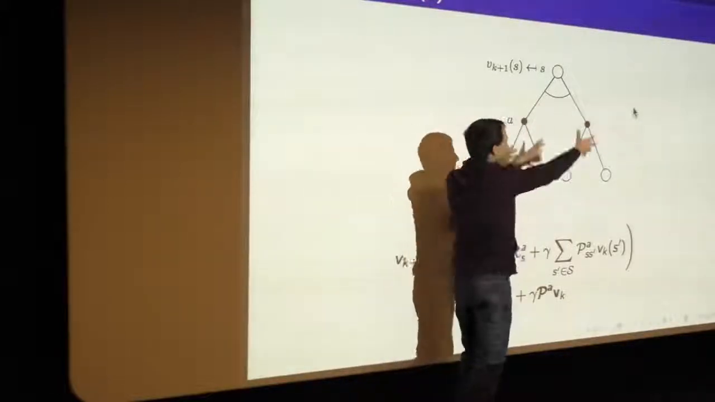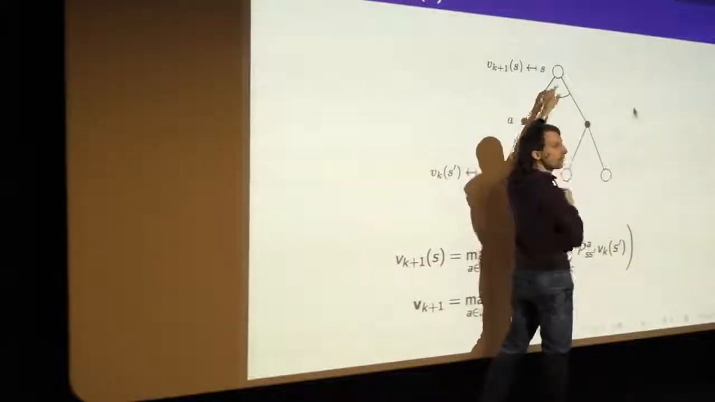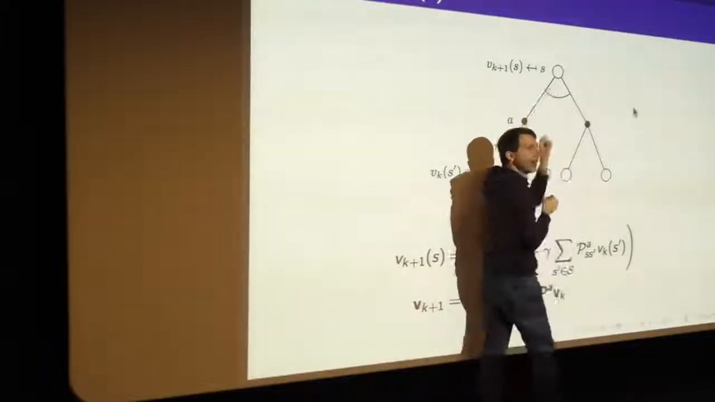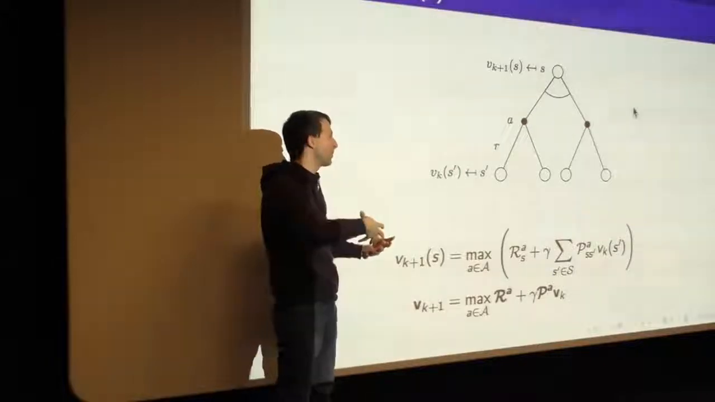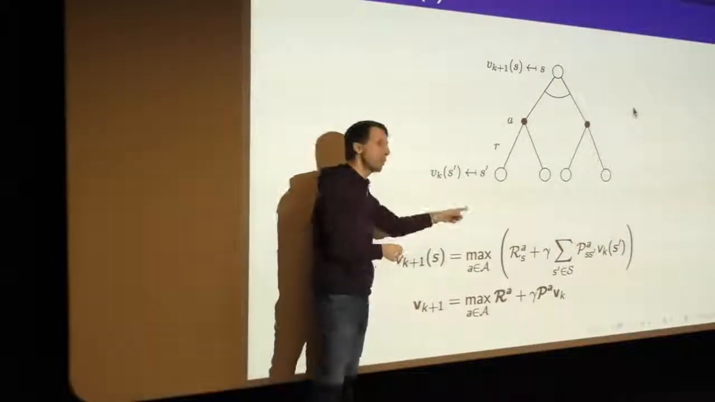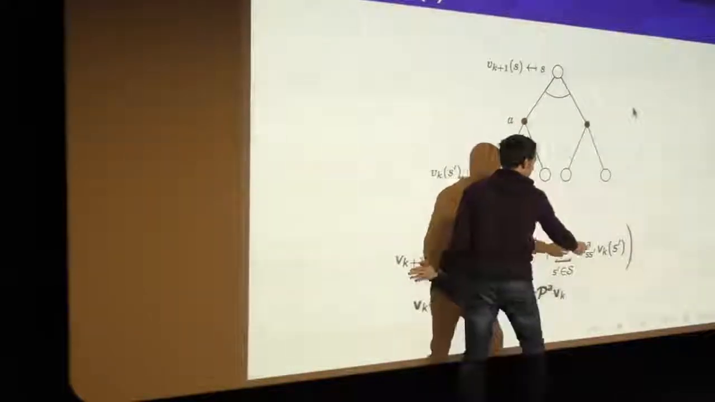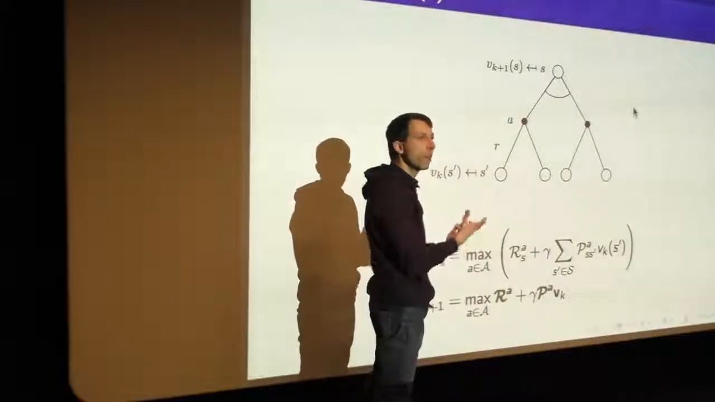Then we iterate. We plug our vk plus 1 in at the leaves and figure out our next iteration. We plug those things back in at the leaves and pass it all the way back up again. What we're doing here is taking our Bellman optimality equation and turning it into an iterative update. If we didn't have our iteration indices here, if this was just v being equal to v, this would be the Bellman optimality equation.